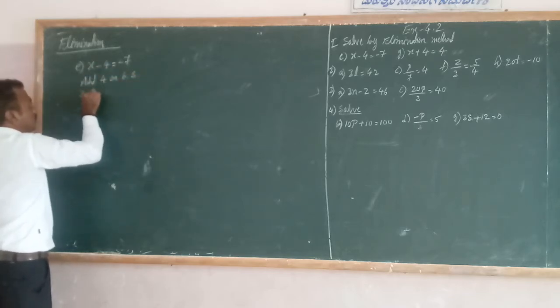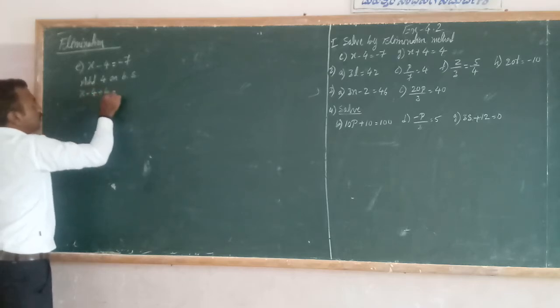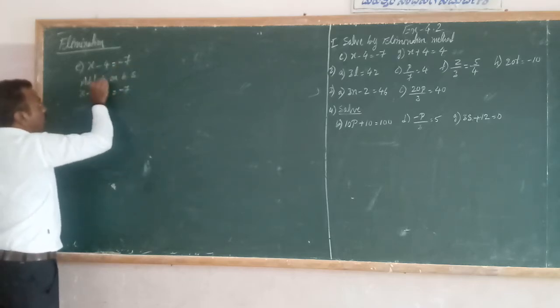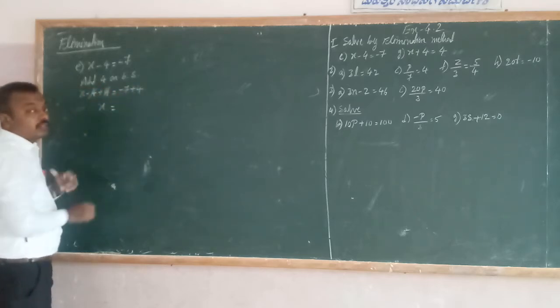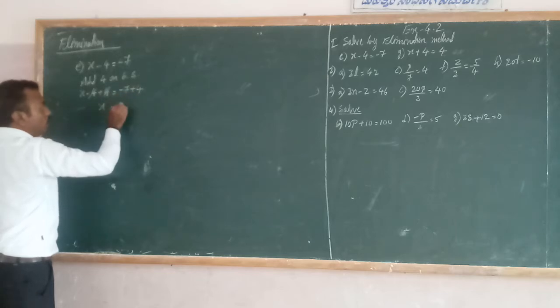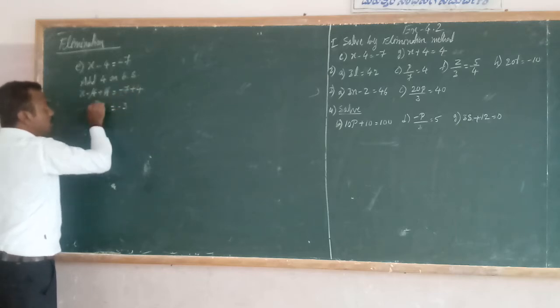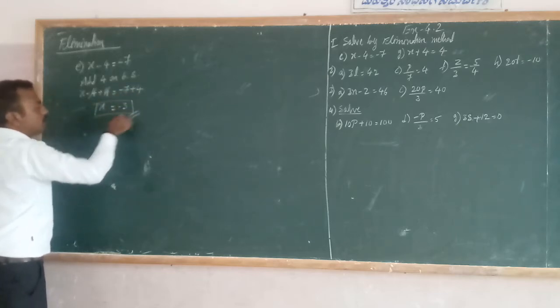x minus 4 as it is, plus 4, is equal to minus 7. So we have to add this plus 4. So minus 4 plus 4 gets cancelled, remaining x. On the right, minus 7 plus 4, what do we have to do? Subtraction because of the difference. And 7 minus 4 becomes 3. The bigger number is minus, therefore minus 3. The value of x is minus 3.